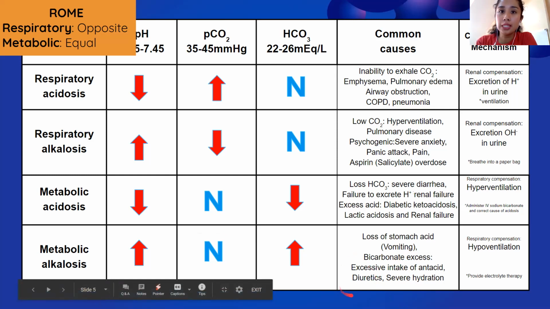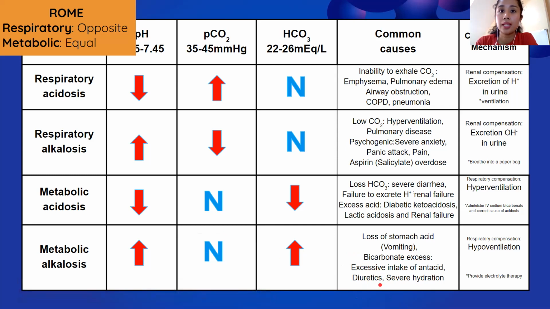When a person has been taking diuretics, especially dun sa mga may heart diseases, yan, nagda-diuretic sila. And severe dehydration, yan, severe dehydration. So, metabolic alkalosis. Yan. So, metabolic alkalosis, alkaline yung katawan mo, di ba?